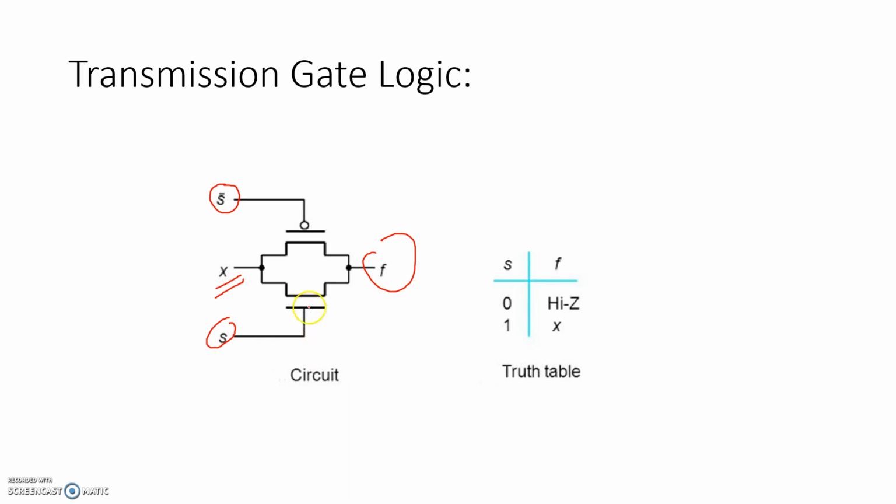If S is 0, that means the NMOS gate is connected to 0 volt, so obviously the NMOS will be off. And if S is 0, then S bar is VDD or high value, so at the PMOS gate you are applying a very high value, so obviously the PMOS will also be off. So both are off and there is no connection between the left and right side. So F, the output, will be in a high impedance state.